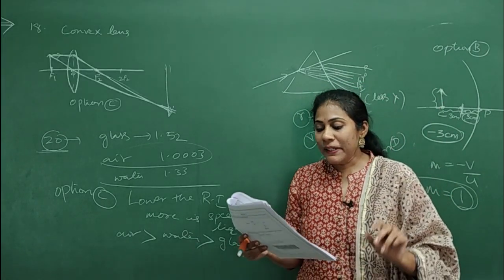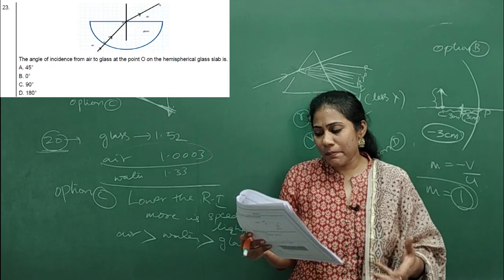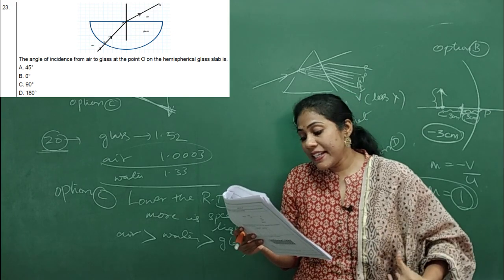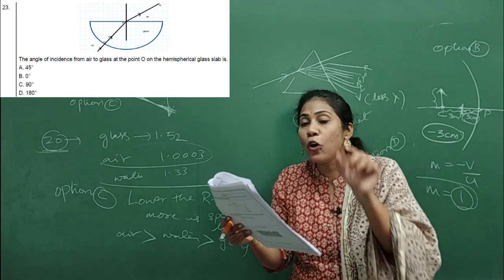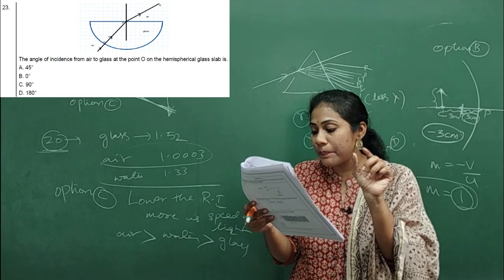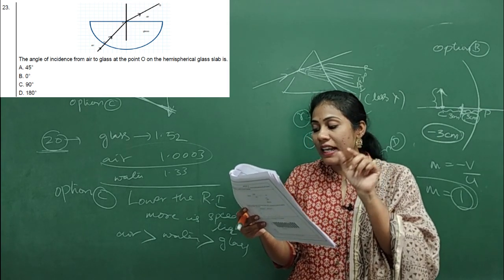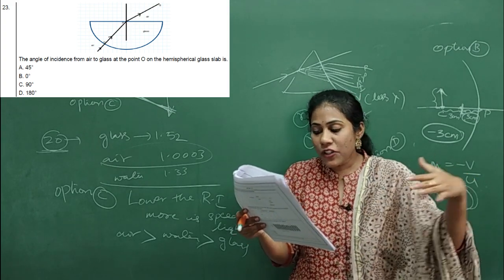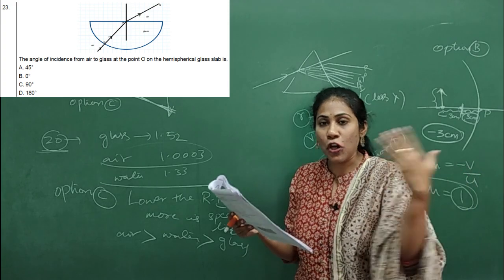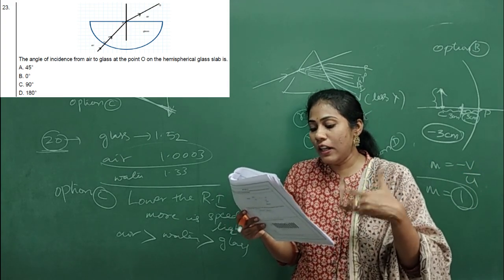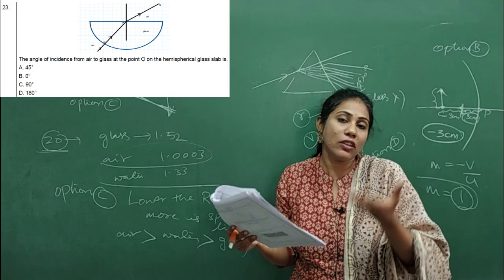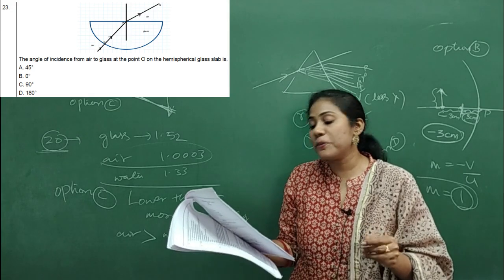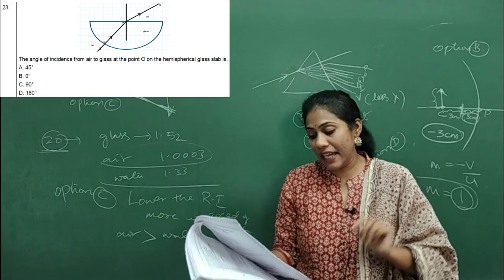Okay, and coming to 23rd question guys, it's much simpler. You just have to observe the diagram here. The angle of incidence from air to glass at point O. Observe point O in the diagram. Okay, on the hemispherical glass slab, what is the angle? See, there is no refraction actually. Right, so the incident ray passed through normal almost. So the angle of incidence, what do you say it as? It is 0. So for 23rd question, option B, that is 0 degrees, is the correct answer.